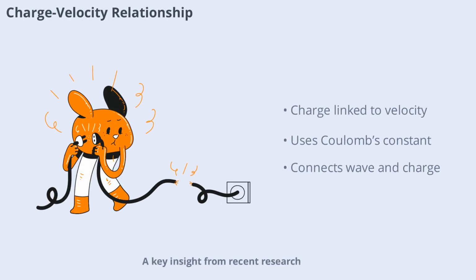A key insight from recent research is the relationship between charge and velocity. The equation E2 equals rho hkv links the charge of a moving particle to its speed, Coulomb's constant, and the reduced Planck constant. This relationship allows for new substitutions in the Schrödinger equation, connecting the evolution of matter waves to charge behavior. By understanding how these variables interact, physicists can better predict the properties of particles in motion.